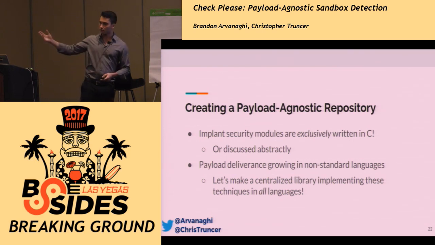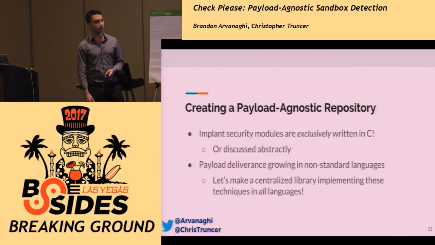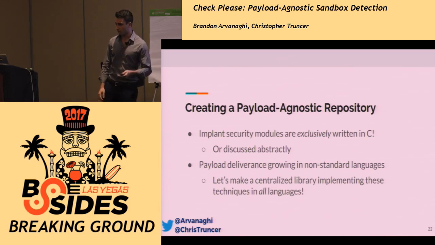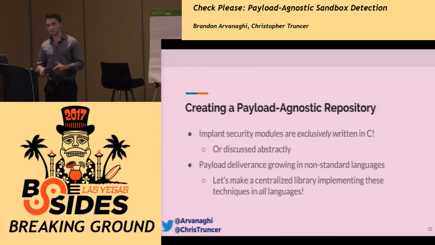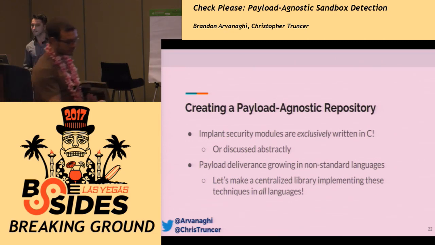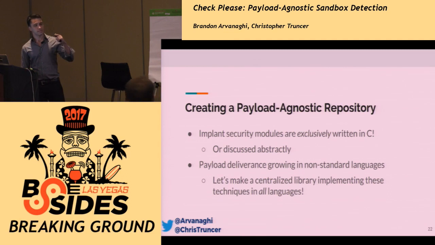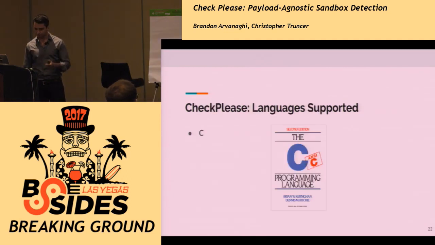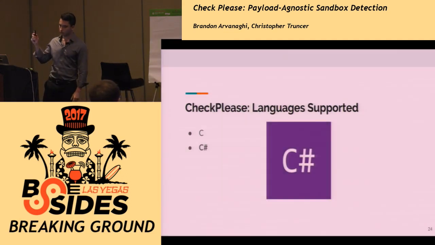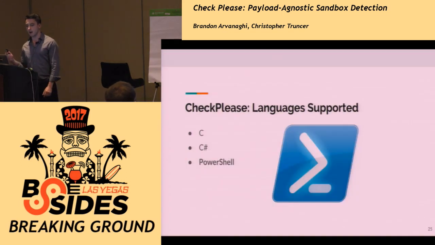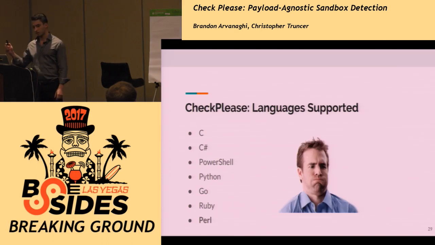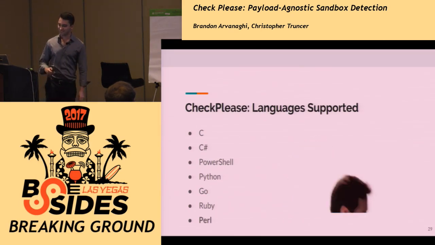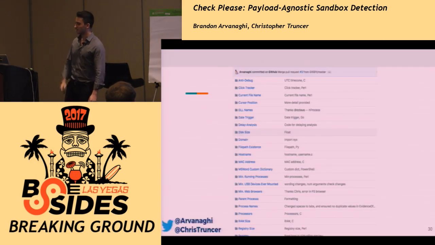But payload deliverance is growing in non-C languages. Python. There was a talk about Go reversing yesterday. It was a good talk. PowerShell, Perl, Ruby. Let's make a repository, a centralized one, where every single module is implemented in all these languages. So we started with C. We went to C#, PowerShell, Python, Go, Ruby, and Perl. We're not fans of Perl.